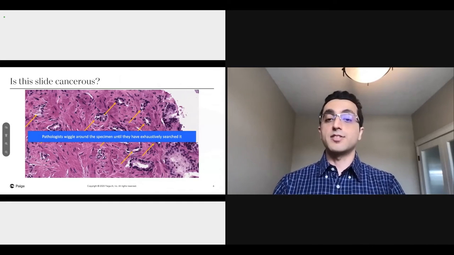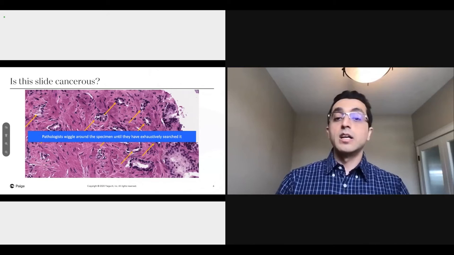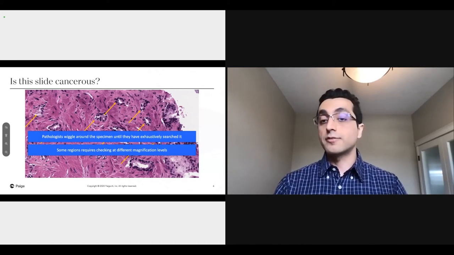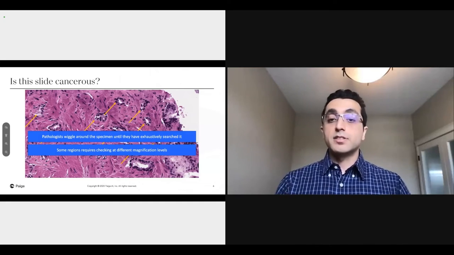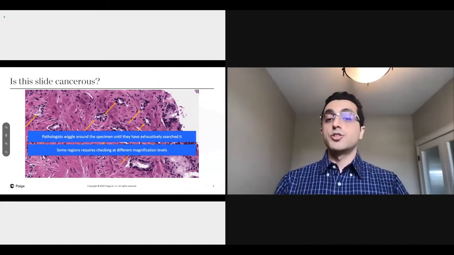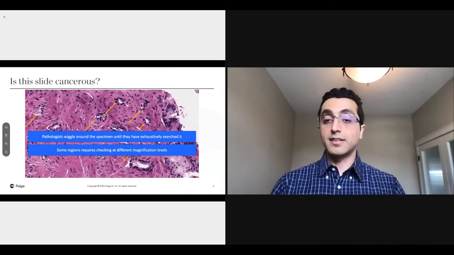It doesn't matter if it is a traditional microscope or digital pathology. They have to move around. Sometimes, because of the morphology of the region, a human expert needs to magnify it slightly further or zoom out just to have slightly more context about the region and make a decision.